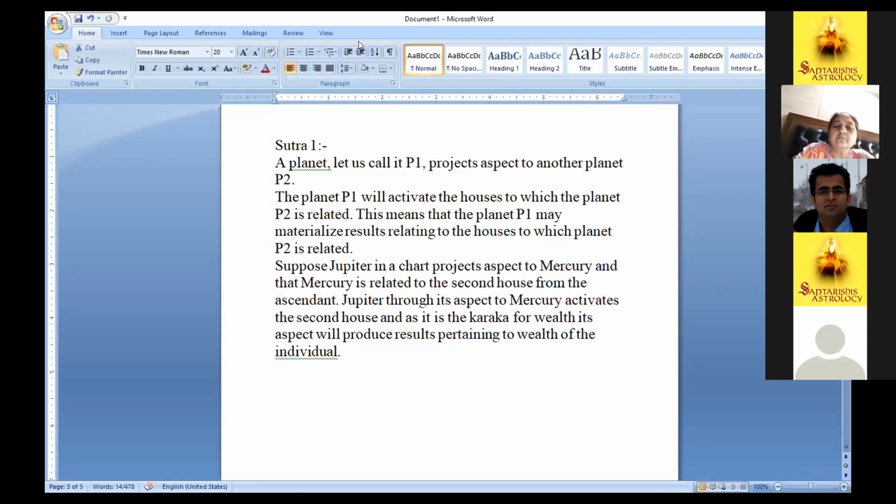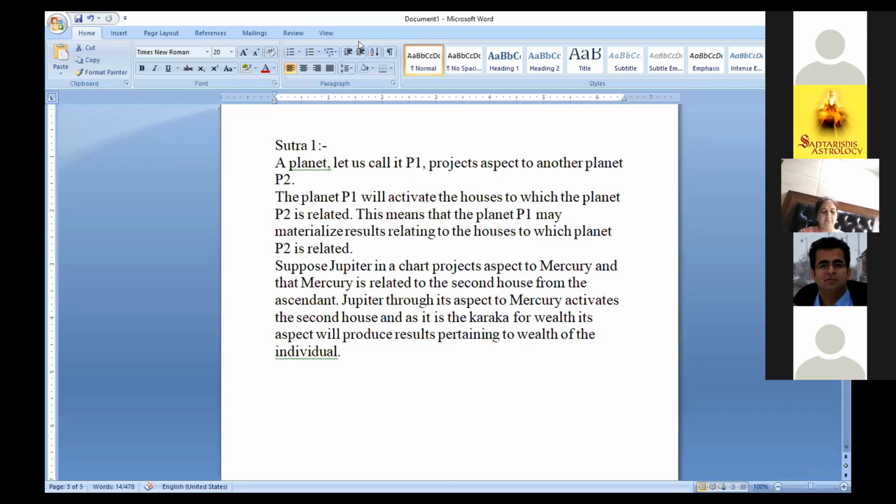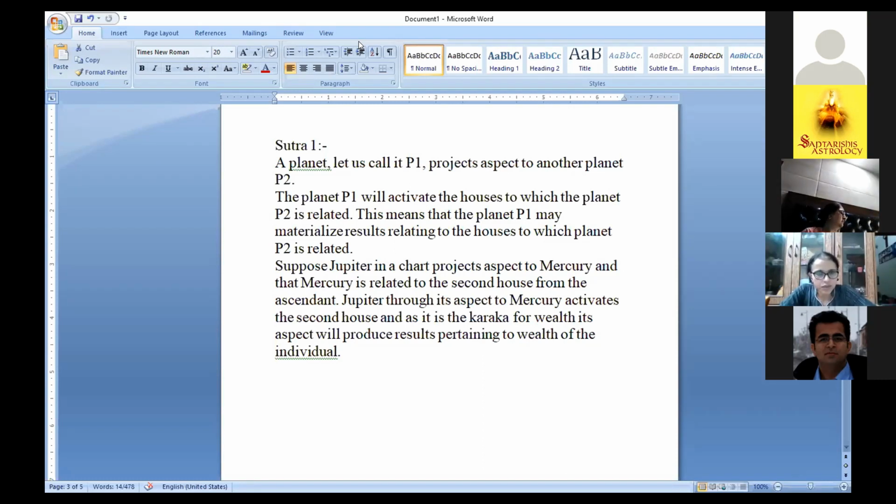Now any doubts in this sutra, you can ask. For example, Jupiter is in the second house in Scorpio. So in its Mahadasha, when there is the Antardasha of Mars, then Jupiter will give the result of Mars? No, this is not connected with our sutra. Aspect must be there for this sutra. Yes, the essence of this sutra is only aspect.